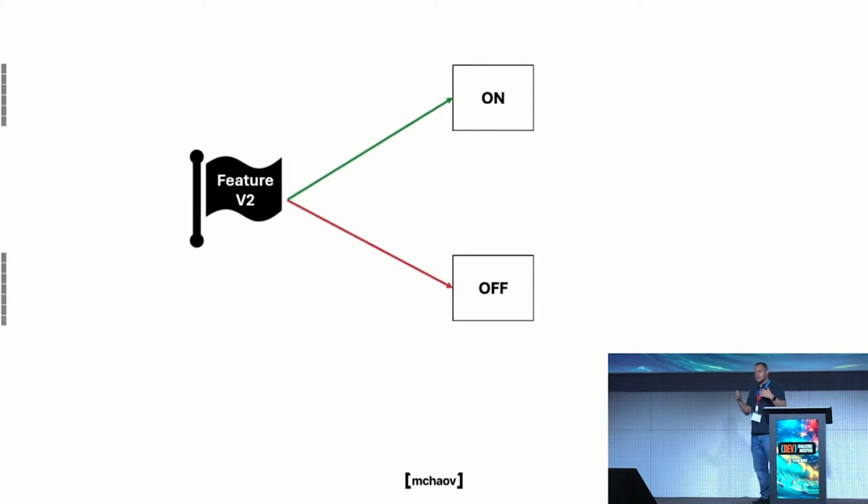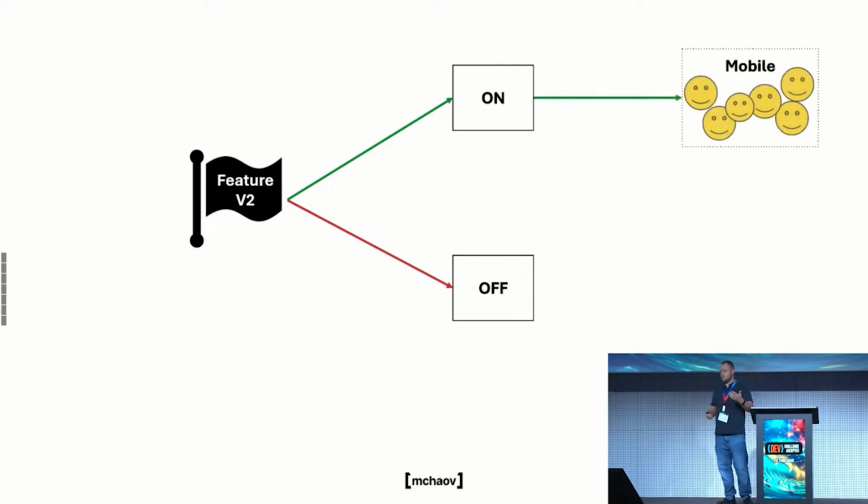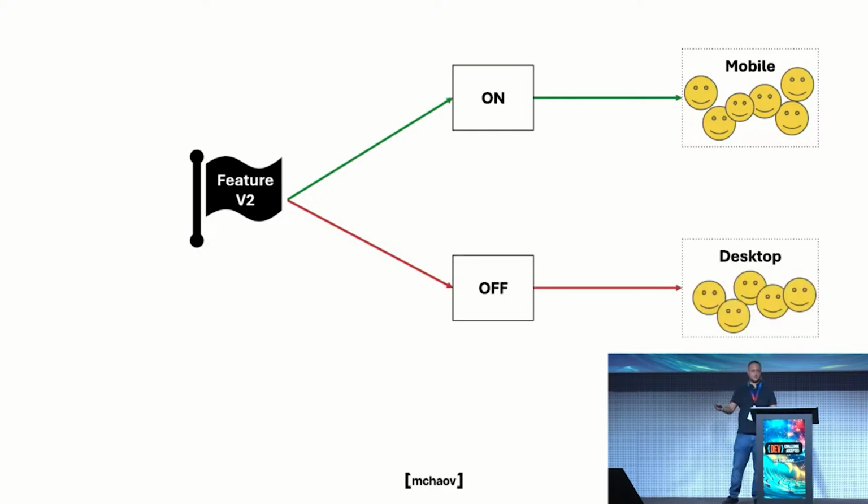In order for this to be useful, we need to have something else. This something else is called user segments, or demographics, or groups, or any other way of reasonably putting it. This way we can say feature version 2 is going to be available to our mobile users and not available to our desktop users.